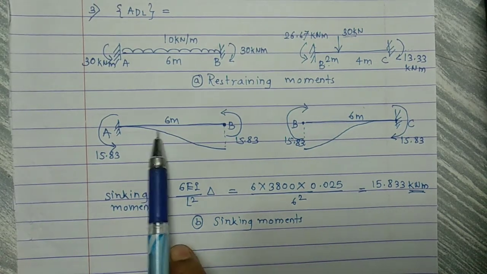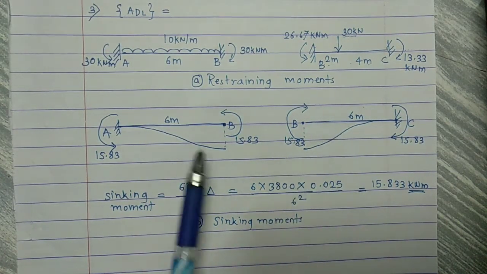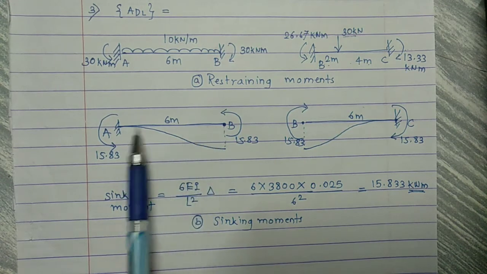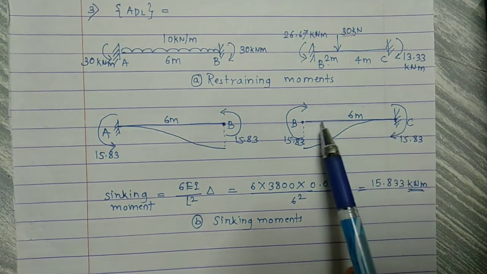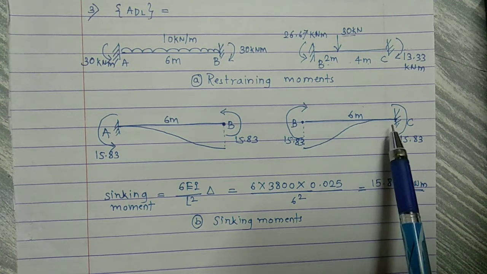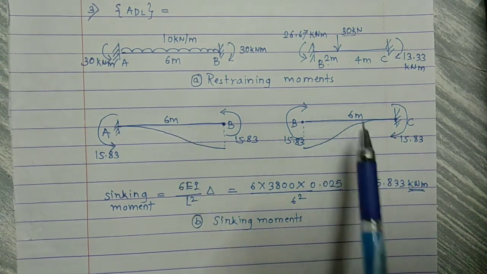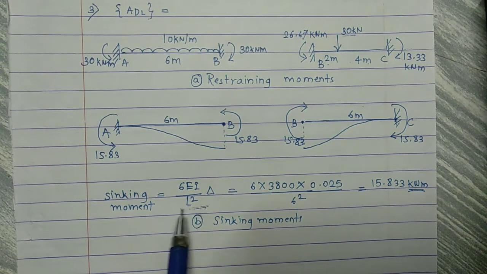If the span for both members is different, then you have to calculate 6a upon L square delta for the AB member separately and 6a upon L square delta for the BC member separately. Okay, here the span is common, 6 meter and 6 meter, that's why it is calculated this way.